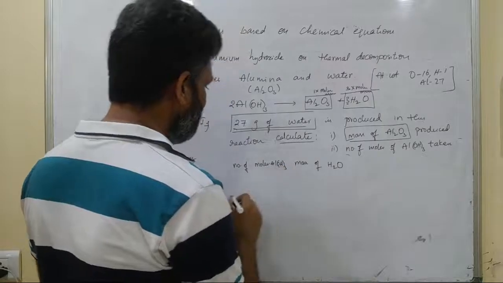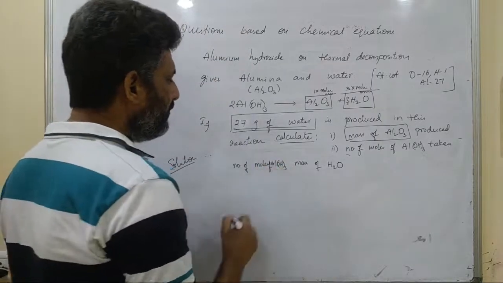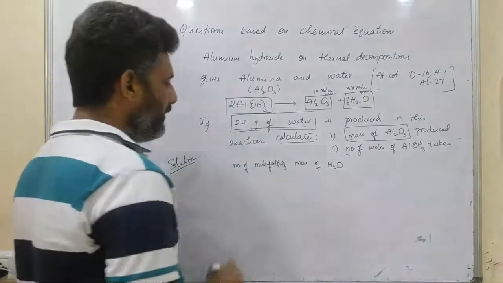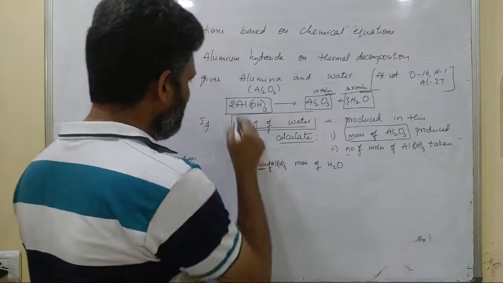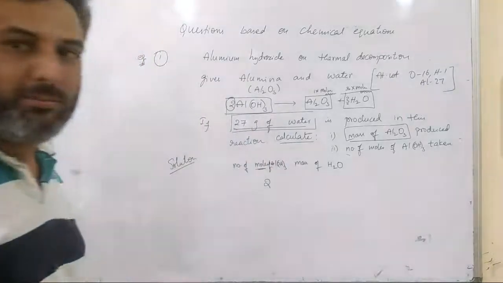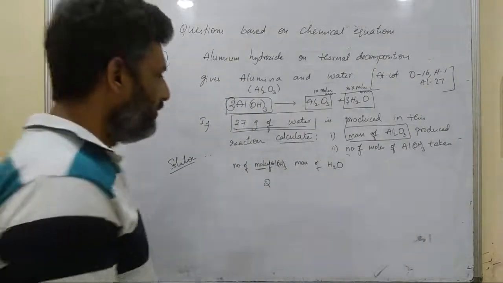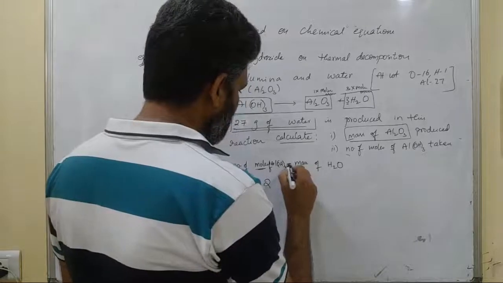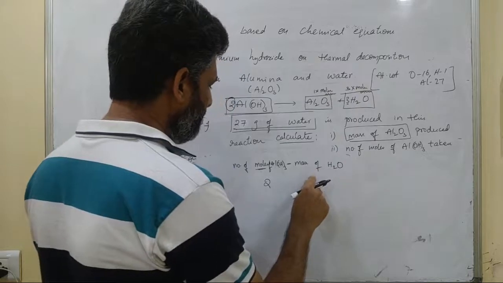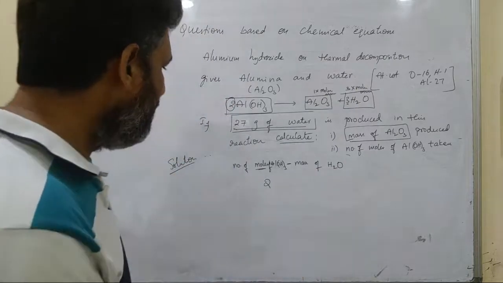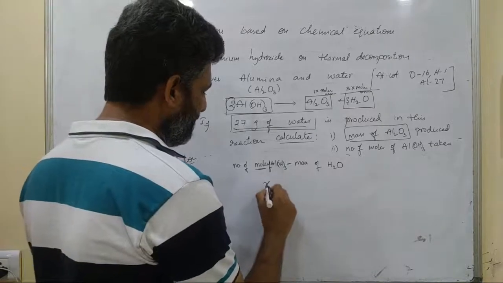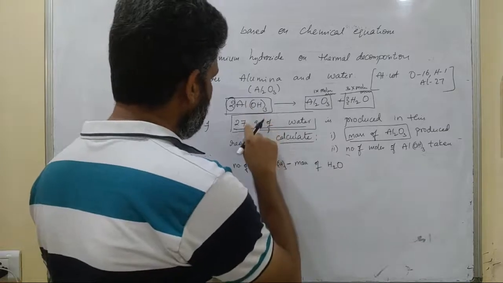From the equation we can take 2 times Al(OH)3. Here we need number of moles, so we just take this number of moles. Molar mass of aluminium hydroxide is not required. This is related with mass of water. So we have to find number of moles here. We take it as x, and the mass of water is given, that is 27 grams.